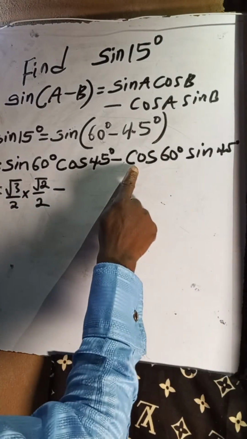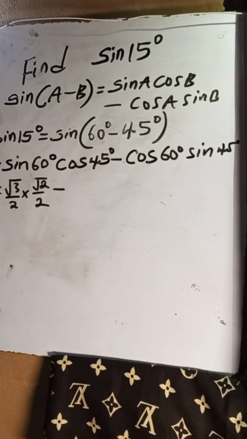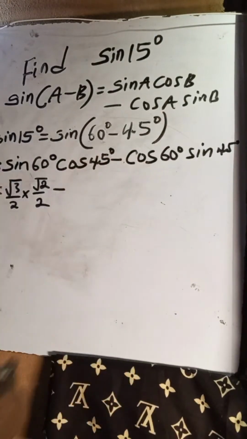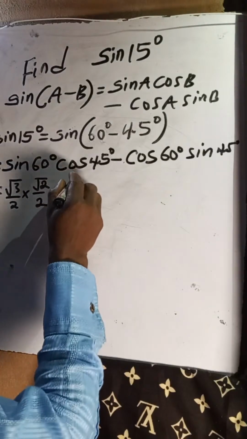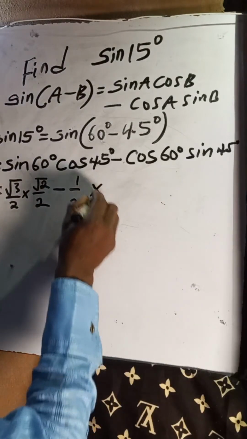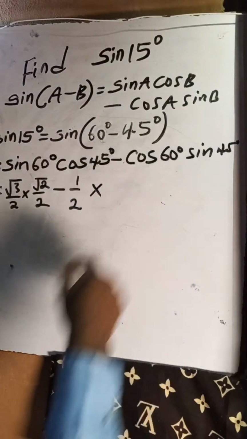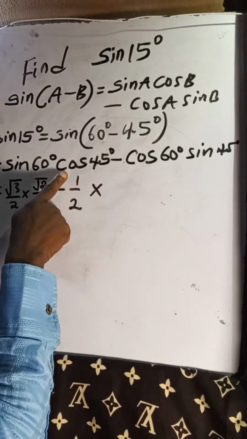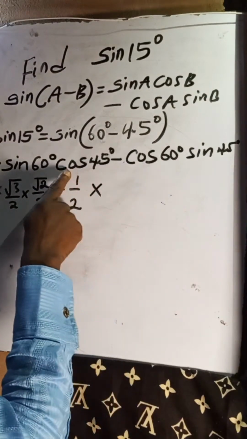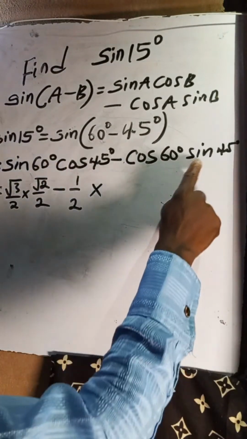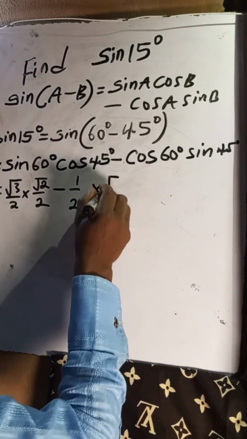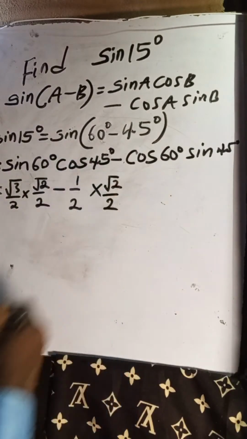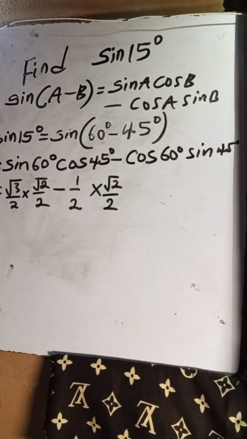What is cos 60 degrees? Cos 60 is the same thing as sine 30, and it's half. In our previous example, we saw it, right? So that's 1 over 2. Then times, what is sine 45? Sine 45 is the same thing as cos 45. They are the same. Tan 45 is 1, but sine 45 and cos 45 are root 2 over 2. So we can go ahead and solve it without stress.